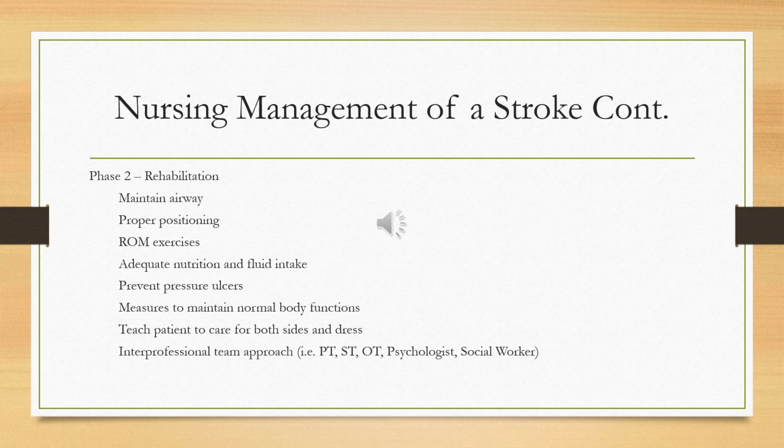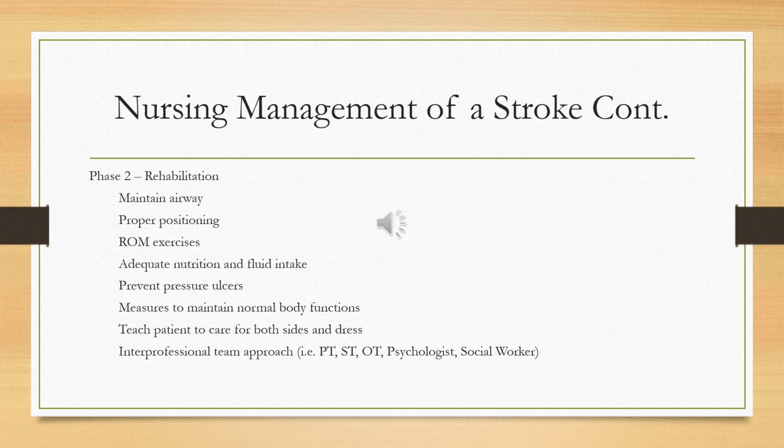Proper positioning of this patient, especially if they have some paresis or paralysis. Range of motion, keep them from getting any type of contractures by doing those range of motions. If they're not able to move, of course, they're going to be at risk for pressure ulcers. So we're going to be turning and repositioning them to prevent pressure ulcers. Make sure we're keeping them clean and dry.